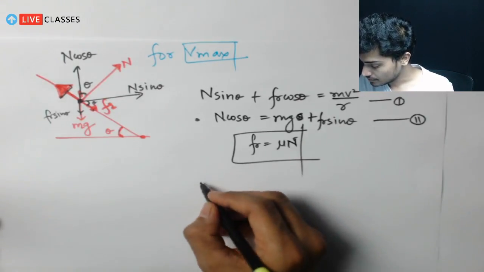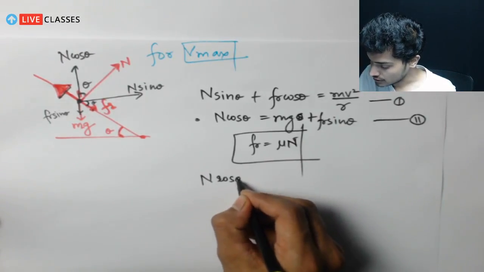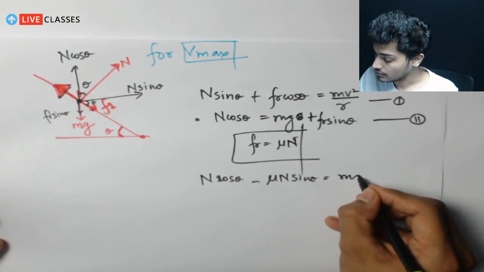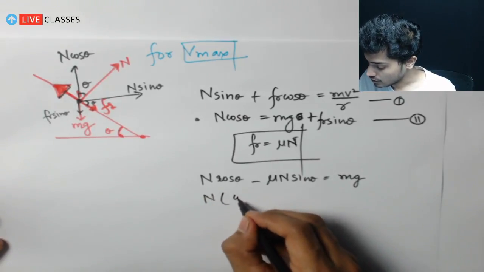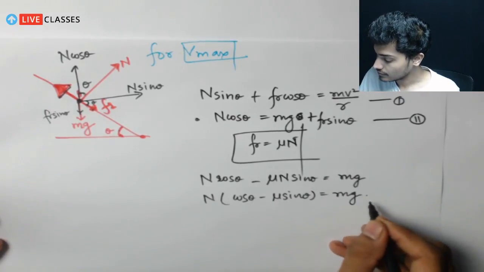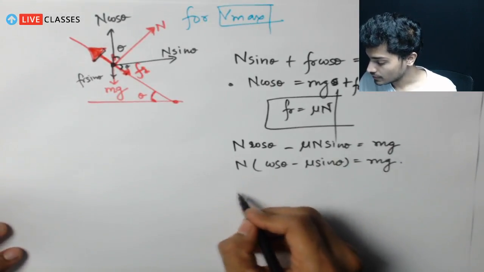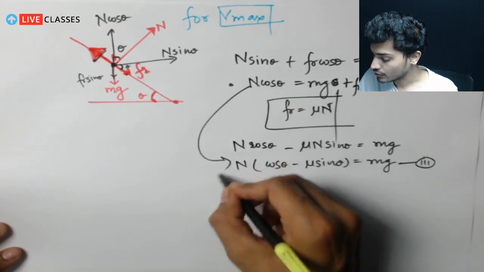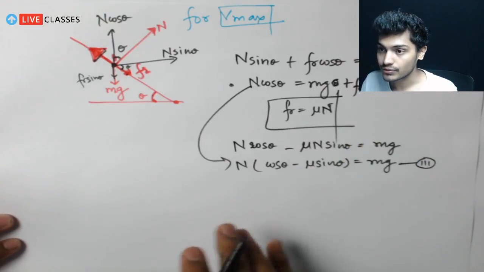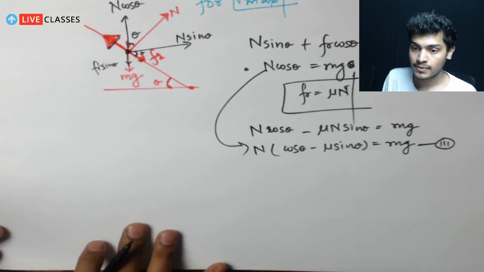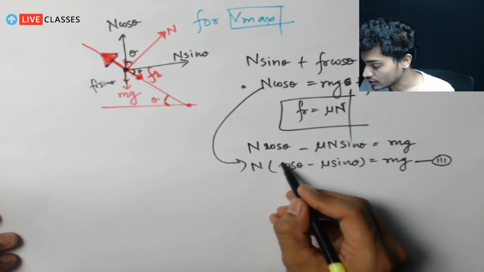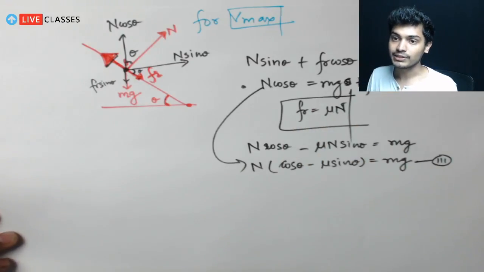So here also in the second equation, n cos theta minus mu n sin theta equals mg. So here n times cos theta minus mu sin theta is equal to mg. So this is our second equation. This is our third, which we got from the second equation, and when we will put this value of n in the first equation, we will get the value of Vmax.